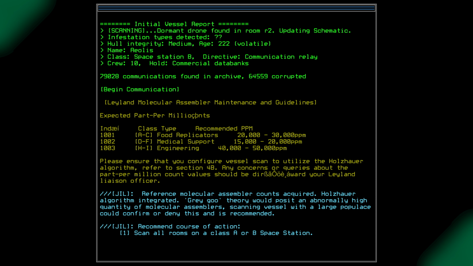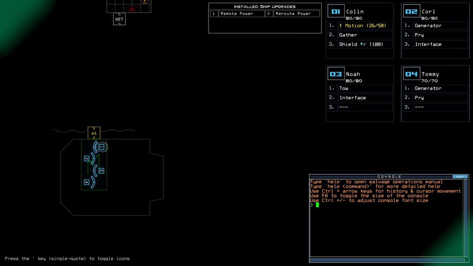Holzhauer algorithm integrated grey goo theory would posit an abnormally high quantity of molecular assemblers. Scanning vessels with a large populace could confirm or deny this and is recommended. Scan all rooms on a Class A or B space station.